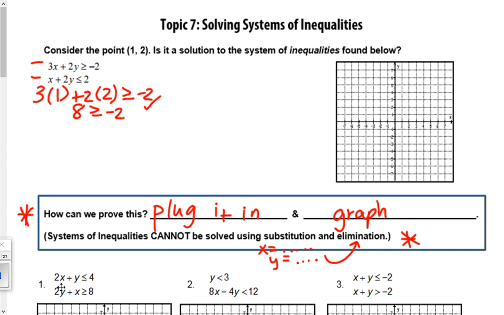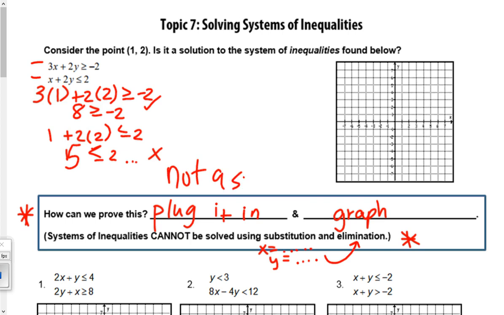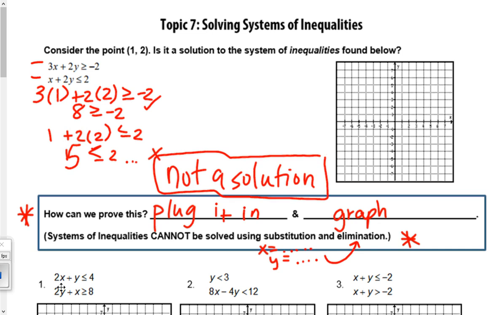Okay, bottom inequality, x plus 2y is less than or equal to 2. 1 plus 4 is 5. 5 is less than or equal to 2? No, it's not. So, is this a solution? I'm going to go ahead and make a guess here and say not a solution. But I'm going to try one more time to prove this using the graph just to double check my answer.